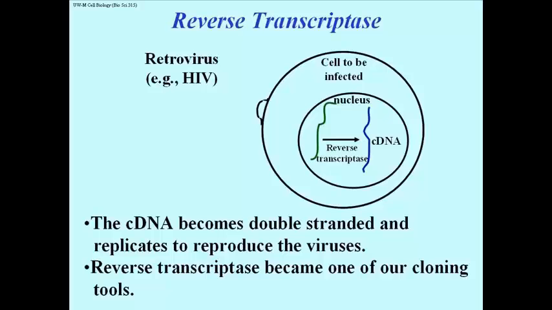This eventually becomes double-stranded and replicates in the infected cell nucleus to direct the reproduction of more viruses, and that's, of course, the basis of infection. Reverse transcriptase then became one of our other cloning tools.